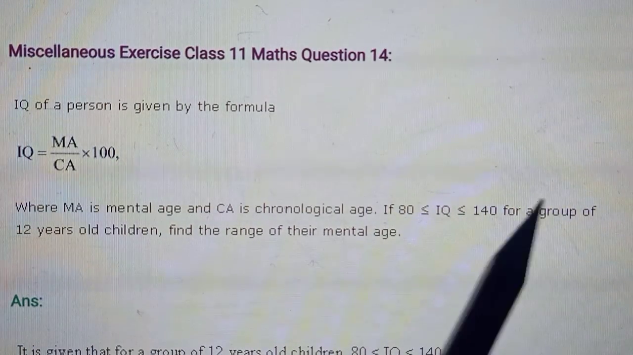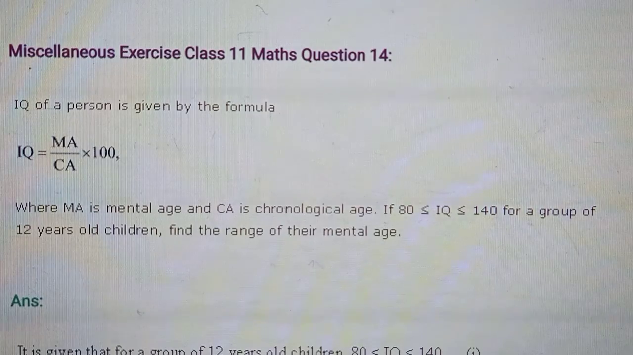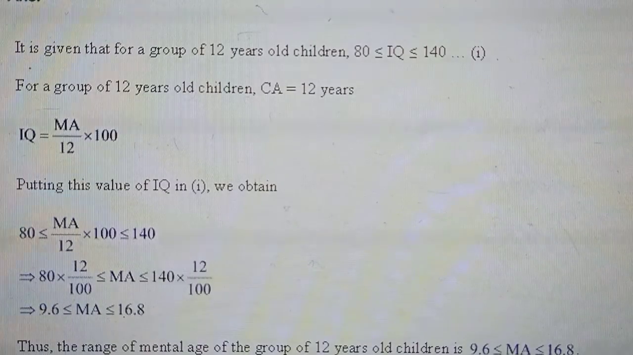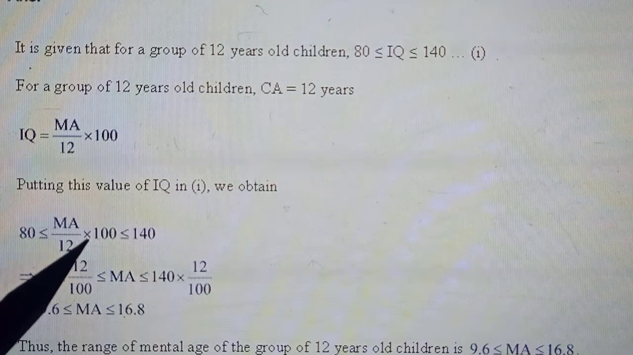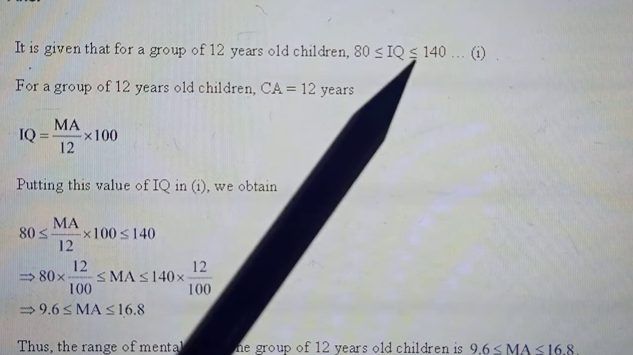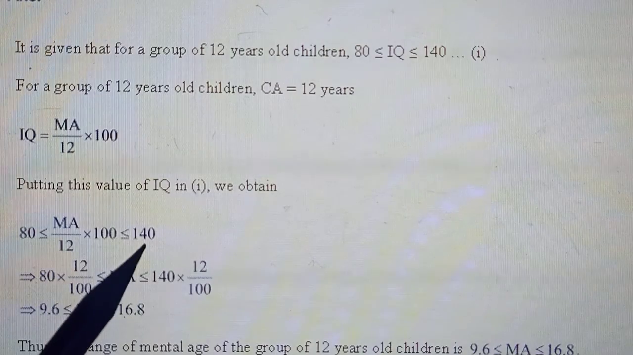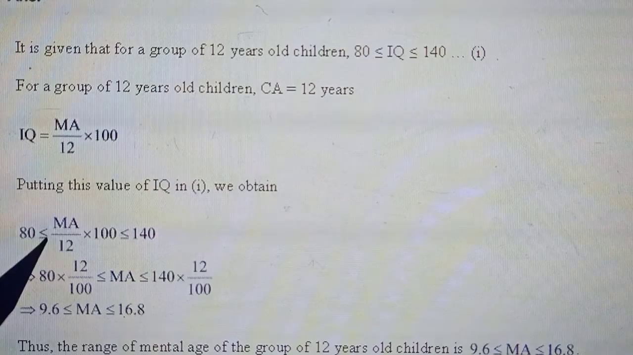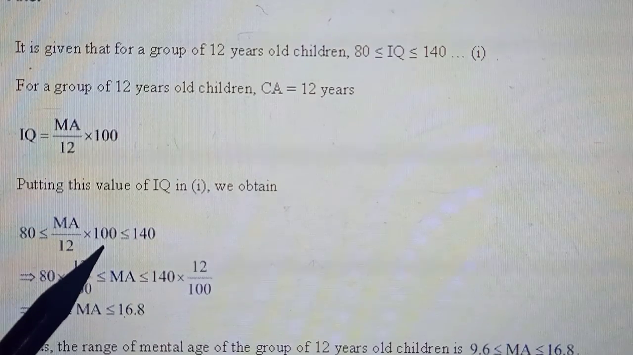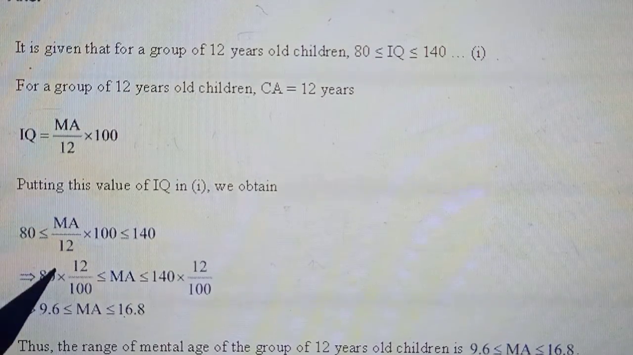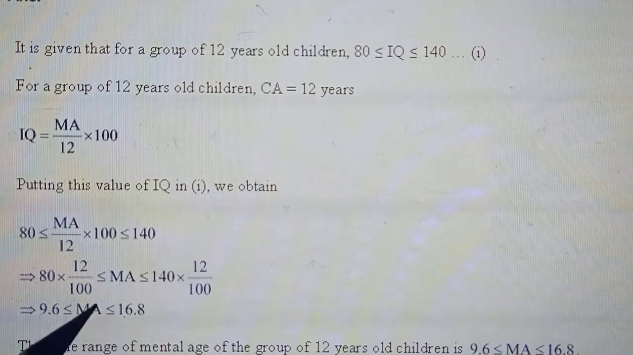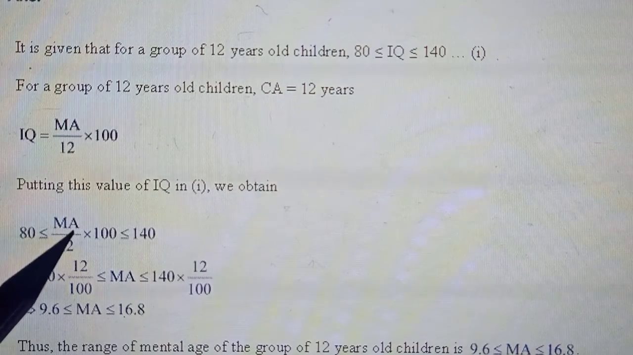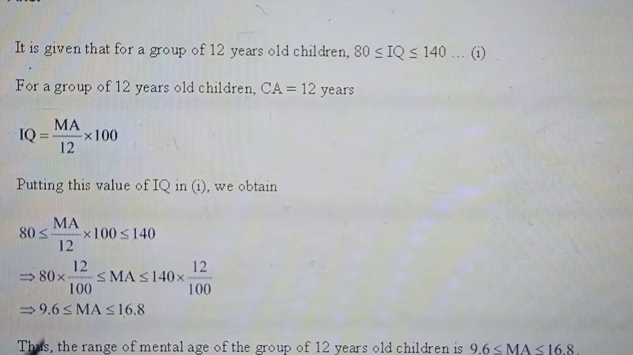So in place of IQ you will put its full formula. That is all you need to do. Here the IQ was given from 80 to 140. So between 80 and 140, MA, mental age, upon chronological age, which was given as 12 years, into 100. That was the formula suggested to you. The rest is to work it out. Cancel the zeros, and there is a bit of cancelling with 2 as well. Work it out and you'll come to know your MA. This unknown is ranging from 9.6 to 16.8 years.